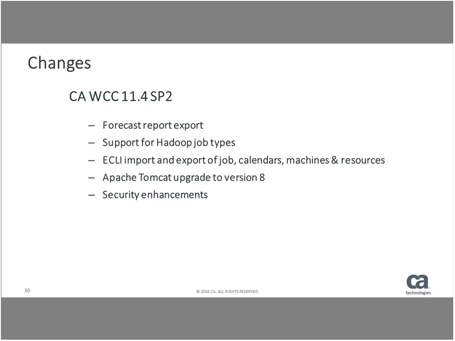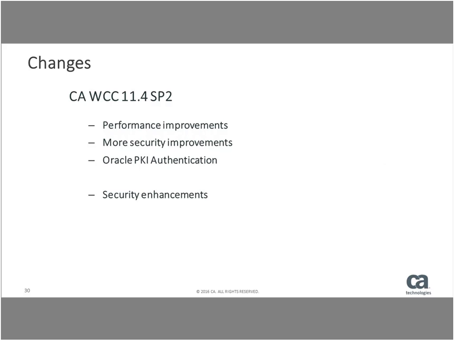In WCC 11.4 SP2, the table views of forecast reports can be exported in CSV format. This release also added support for Hadoop job types. The ECLI application provides an interface to import and export workload objects. The Apache Tomcat was upgraded to version 8, which accompanied other security enhancements. Service Pack 3 at WCC 11.4 included performance improvements, more security improvements, and added Oracle PKI authentication.